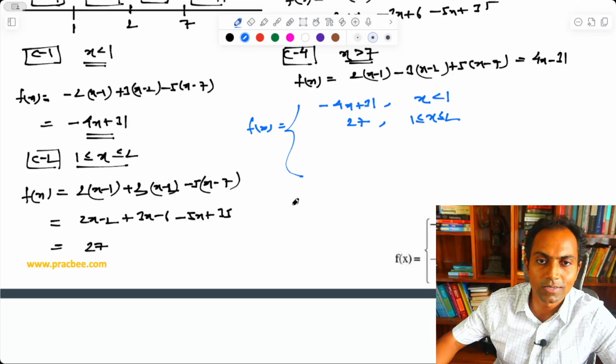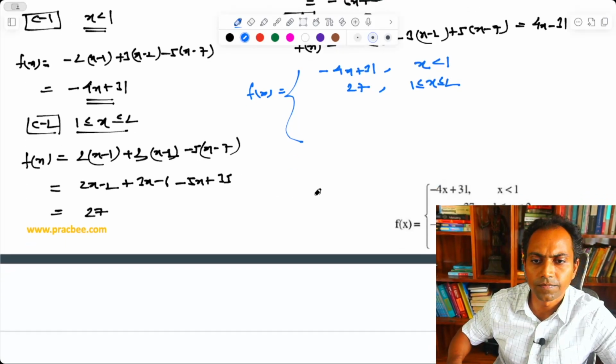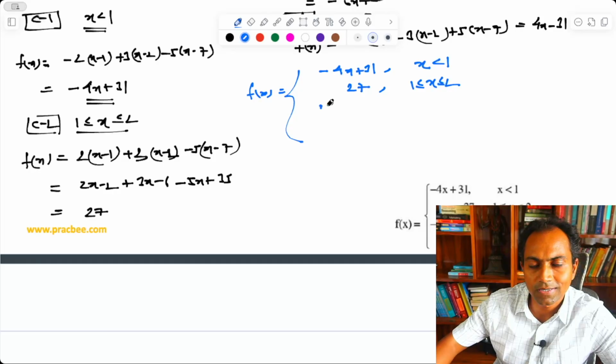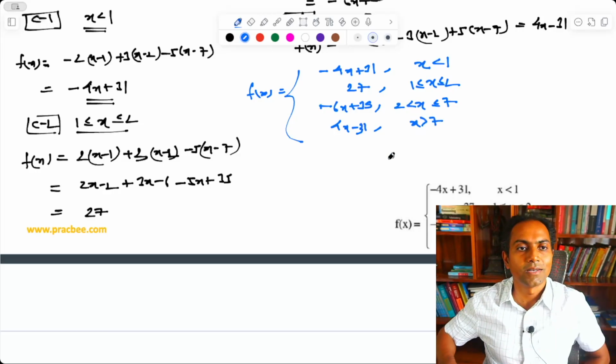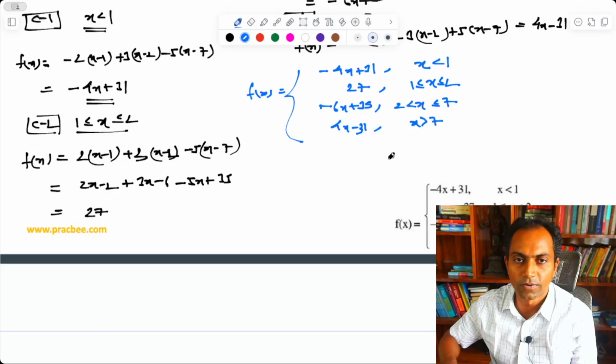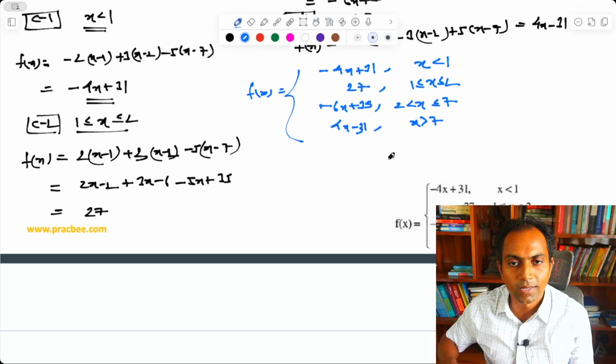In the third case, your answer became minus 6x plus 39. This happened when you took values greater than 2 but smaller than or equal to 7. And ultimately 4x minus 31. This happened when you took values of x greater than 7. We have interpreted this modulus into 4 piecewise defined functions. Okay? And this is very important because sometimes we'll have to solve questions by doing this.